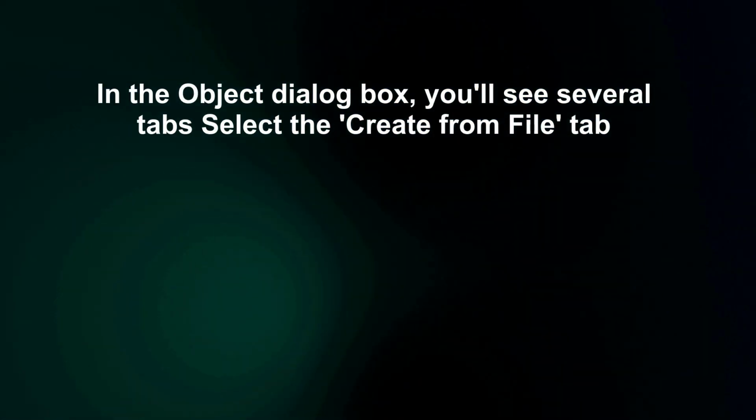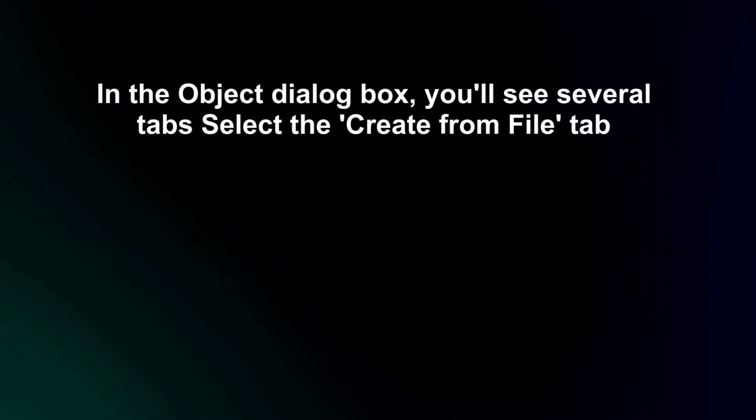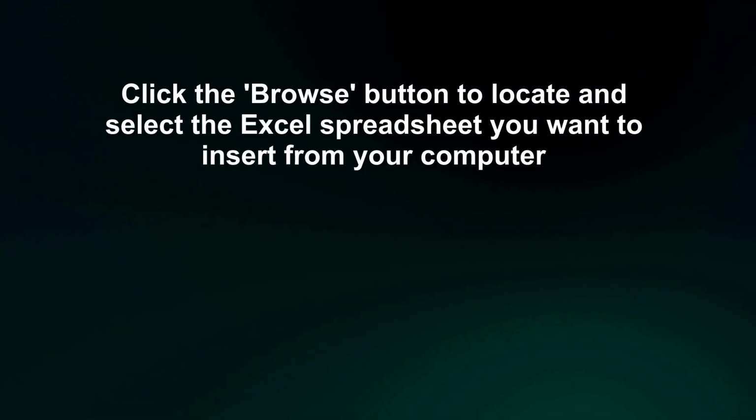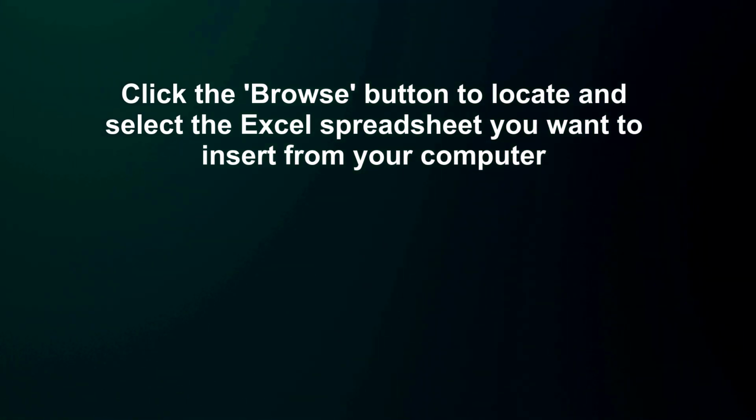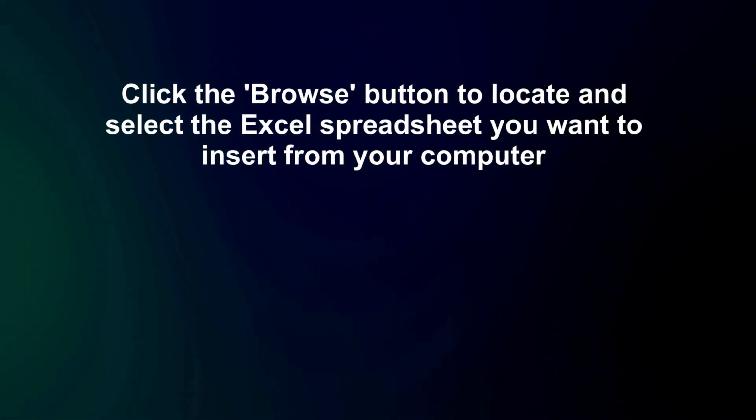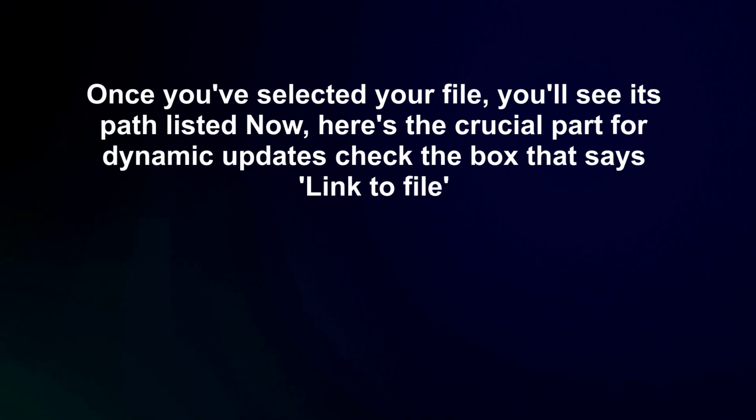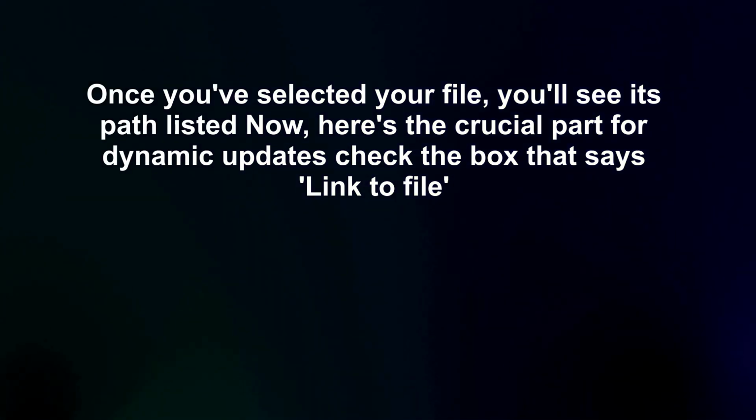In the Object dialog box, you'll see several tabs. Select the Create from File tab. Click the Browse button to locate and select the Excel spreadsheet you want to insert from your computer. Once you've selected your file, you'll see its path listed now.